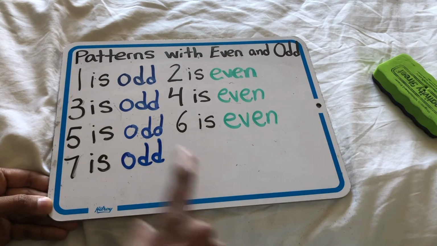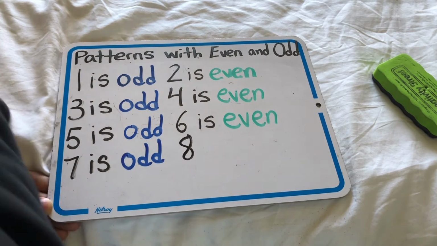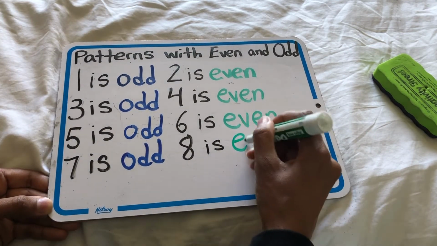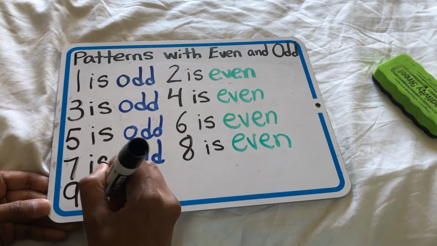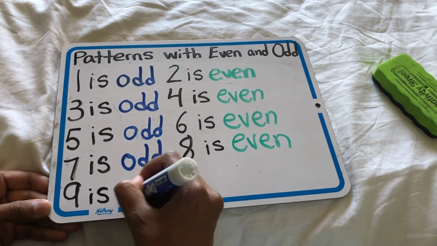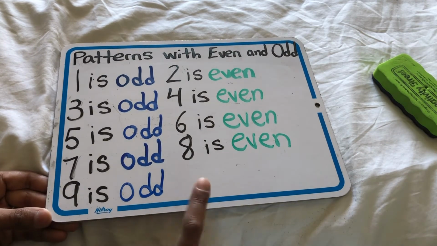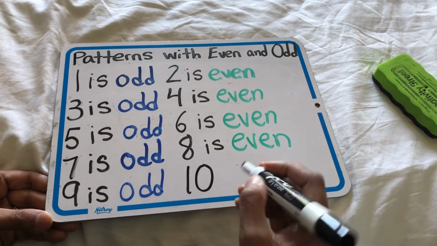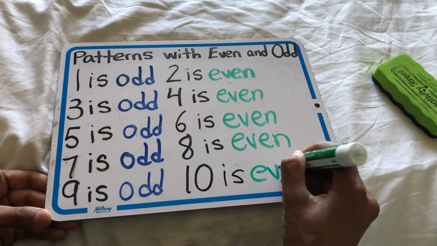If 7 is odd, then 8 is going to be even. And if 8 is even, then 9 is going to be odd. And if 9 is odd, what about 10? 10 has to follow the pattern. 10 is going to be even.